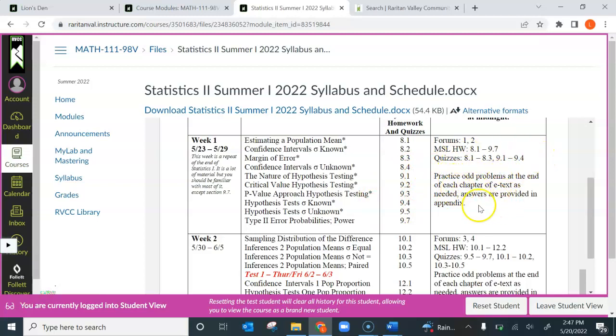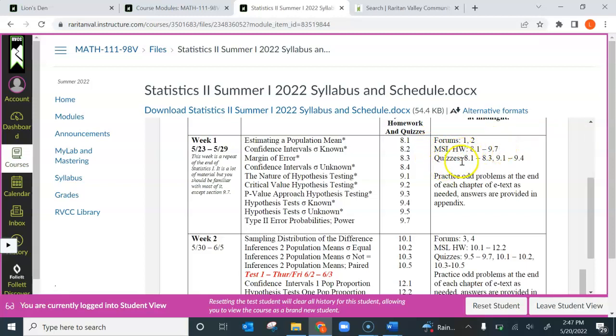You do not need to look. If you want to practice additional problems, I would suggest the odd problems that are in the textbook, but that is not necessary. So week 1, you are required to complete forums 1 and 2, MSL homeworks 8.1 through 9.7.